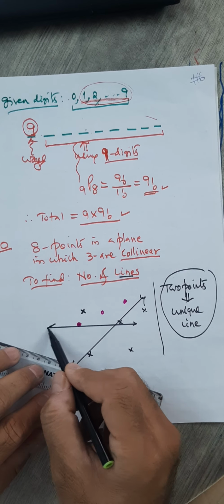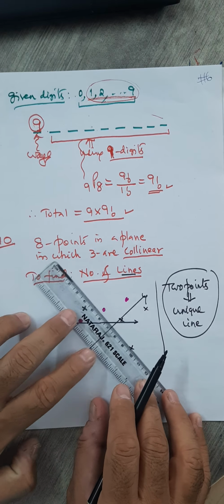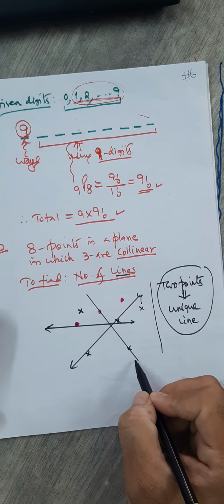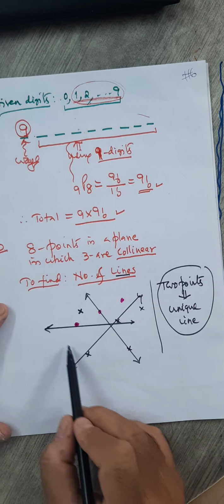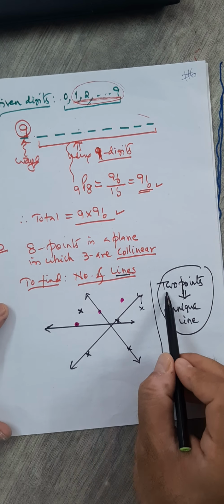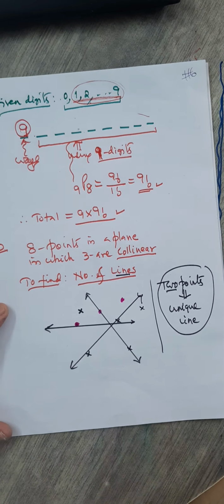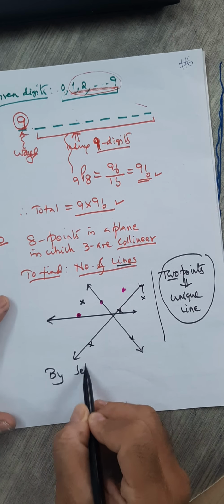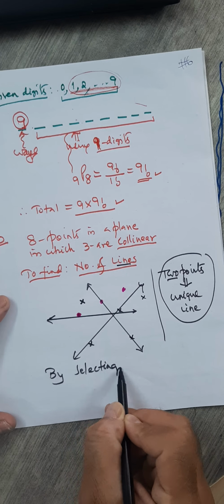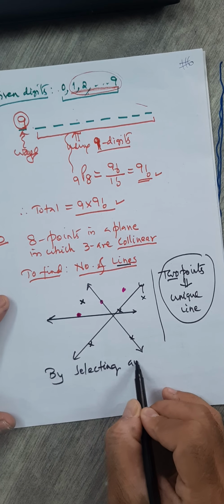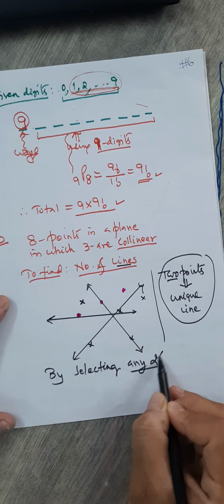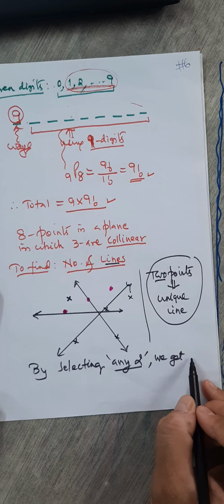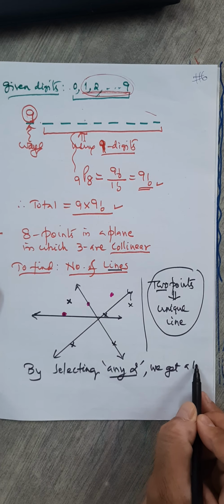Okay. Suppose I have selected these 2 points. You will get one more line. So have you realized what I'm trying to tell you? Selection of any 2 out of 8 gives us a line, right? By selecting any two, it's a question of combination. By selecting any two, we get a line, remember.